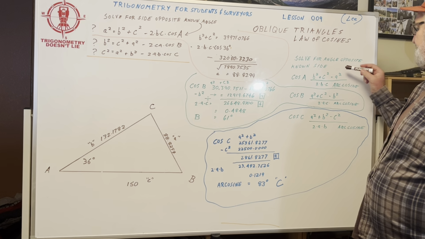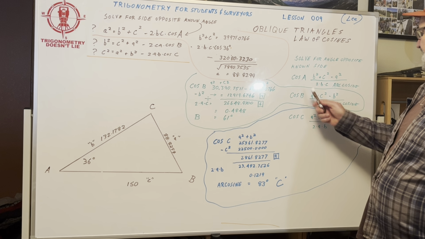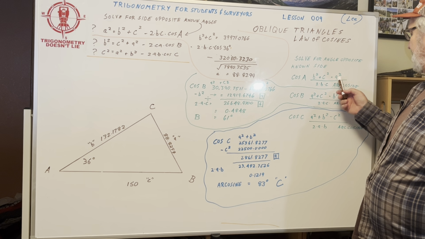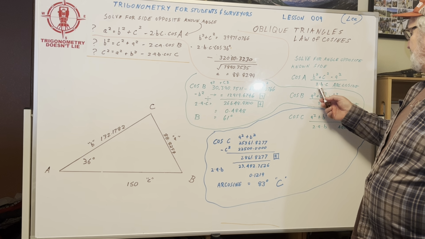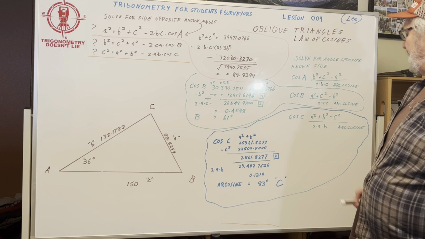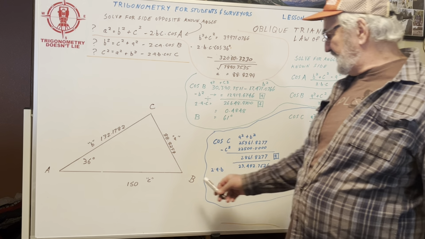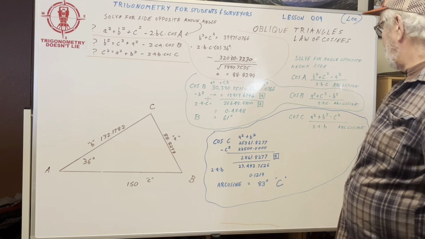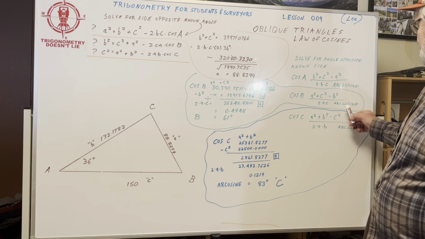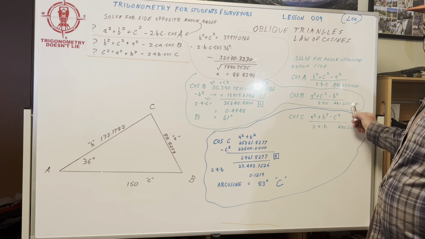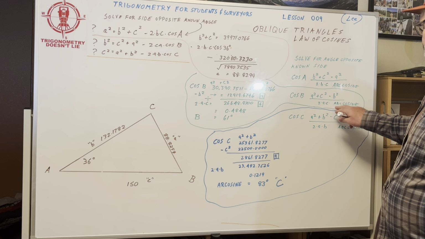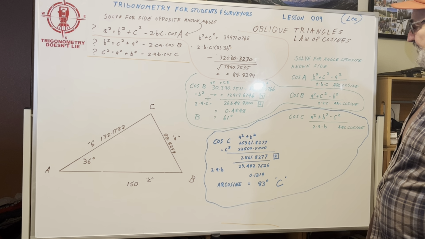solve for angles opposite the known side. Here's your formula: cosine A equals b squared plus c squared minus a squared over 2 times b times c, then the arc cosine. So it looks like we already had A done, so I guess I picked out B for the example here. So B is a squared plus c squared minus b squared divided by 2 times a times c. And then whatever that division is, then you get the arc cosine.